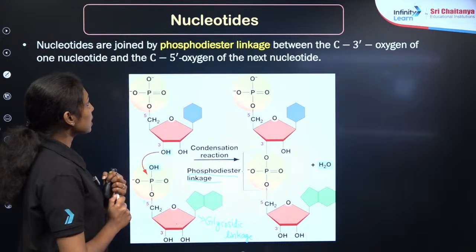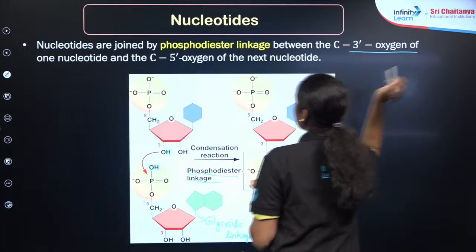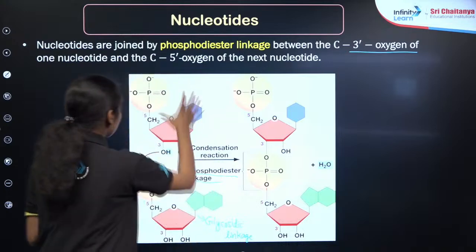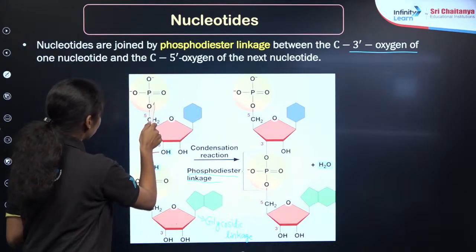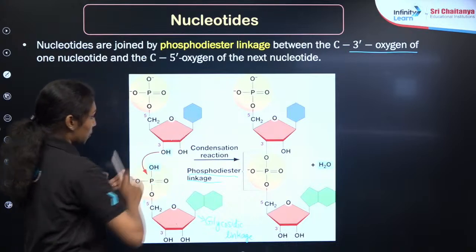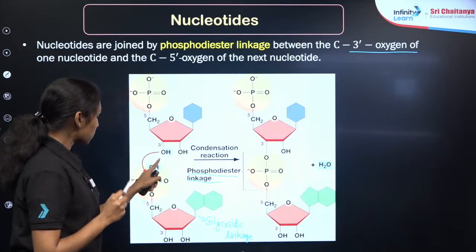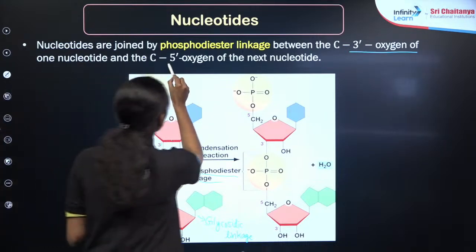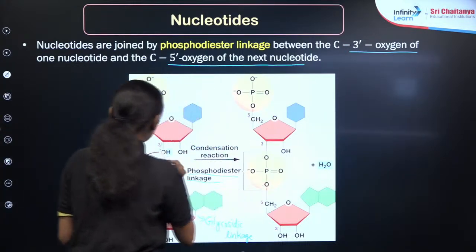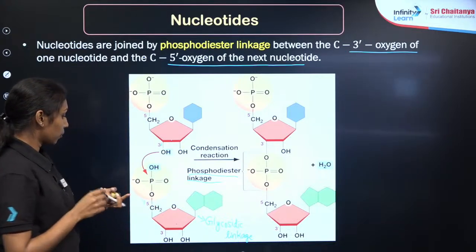Then the position of this particular group is very important here. The 3' oxygen of one nucleotide, you can say this is one nucleotide containing phosphate group, sugar and the nitrogenous base. So the 3' position of one nucleotide combines with the 5' position, the 5' oxygen, of the next nucleotide. Clear?